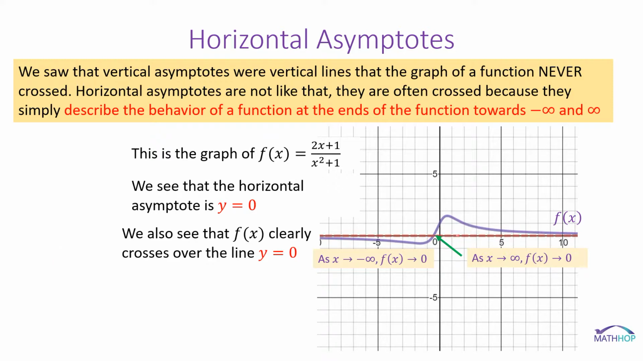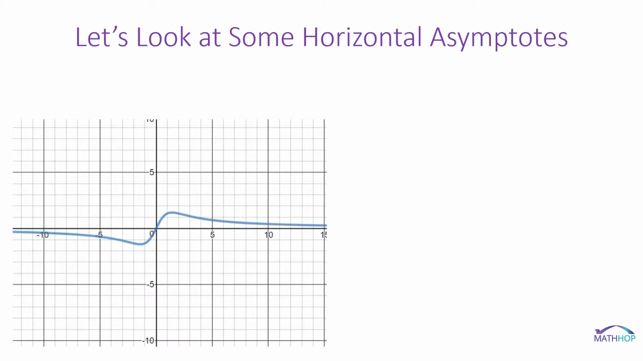So let's look. There are 3 different rules for horizontal asymptotes. Let's just look at the patterns, and at the end of each pattern, I promise I'll tell you the rule. Okay, let's look at one that looks pretty similar to the one we just saw. Pretty clearly, we have a horizontal asymptote at y equals 0. The graph appears to be leveling off towards that horizontal y equals 0 line. So what's the function? This is f of x equals 4x divided by x squared plus 2.